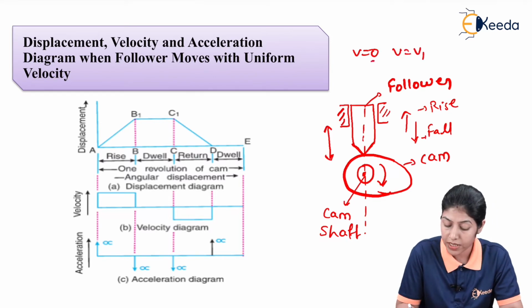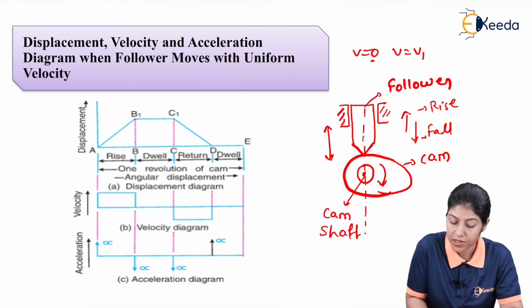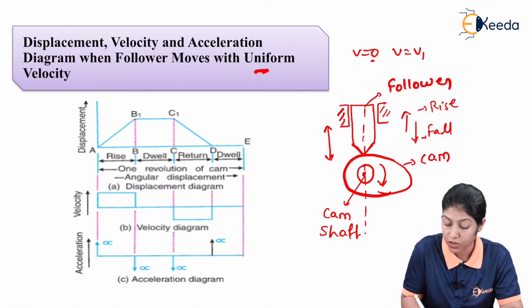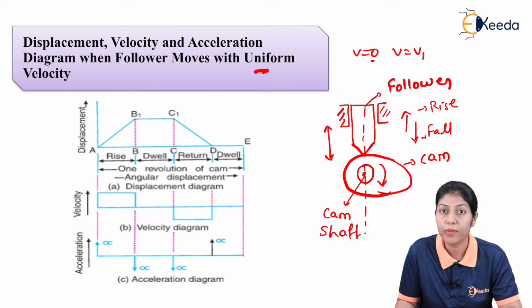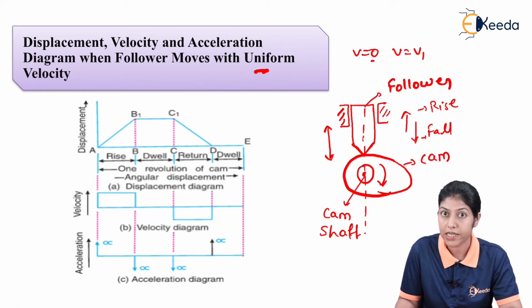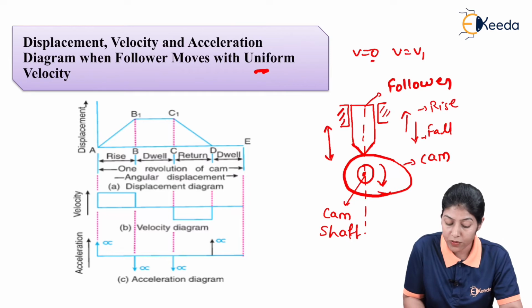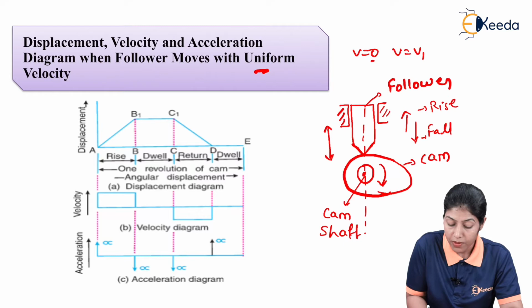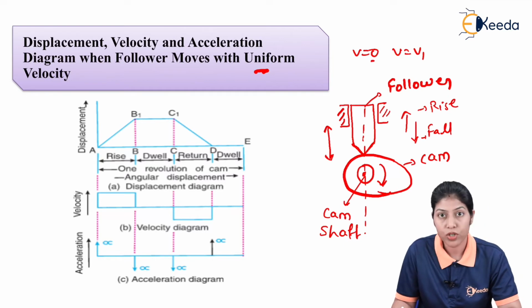So let us consider the velocity is increasing from 0 to v1, and we are considering the condition when this follower is moving with uniform velocity throughout the rise and fall, or throughout the complete stroke of the follower. If the velocity is uniform, in that case how we can draw the displacement, velocity and acceleration diagram, or how we can define the exact displacement of the follower, exact velocity and acceleration of the follower with the help of this diagram, I am going to discuss.